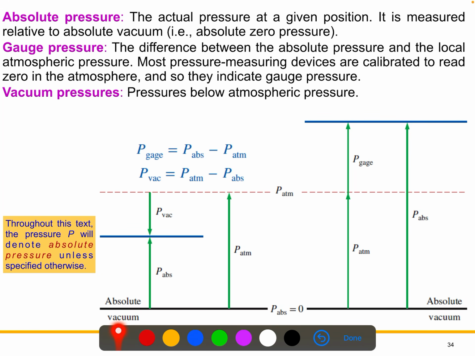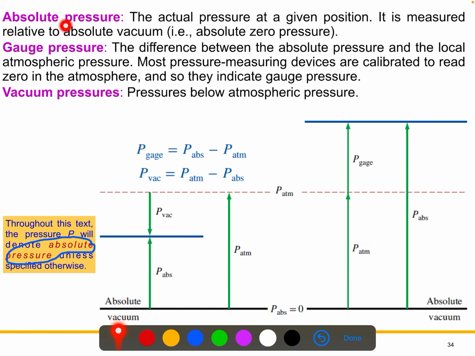Here are 3 important definitions: the absolute, gauge, and vacuum pressure. We need this concept throughout the semester, even in real life, but just note that we will always use absolute pressure in this subject, unless it is specified. So here is the chart. You will see the differences and the definitions of absolute, gauge, and vacuum pressure.